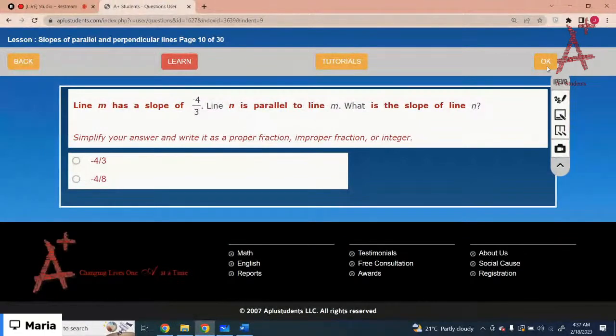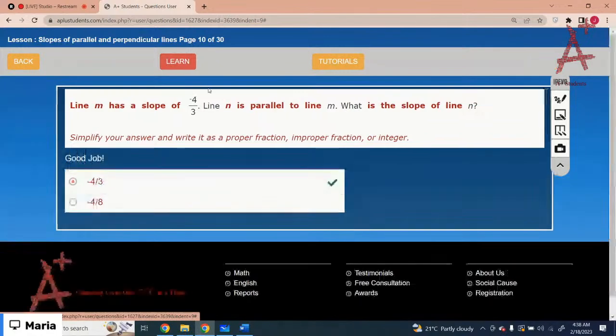Okay. Line M has a slope of negative 4 over 3. Line N is parallel to line M. What is the slope of line N? The lines are parallel, so parallel lines have exactly the same slope. Got it? So line M has a slope of negative 4 over 3 and is parallel, so N has a slope of negative 4 over 3. Got it?